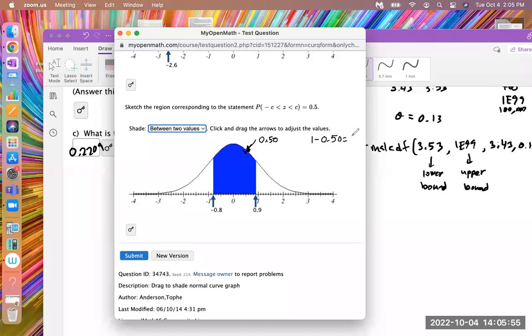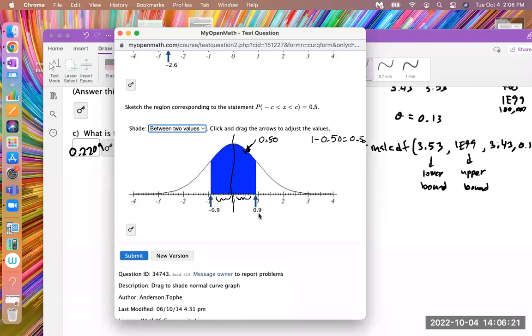is 0.50. So that is symmetric about the mean, meaning this side is exactly the same looking as that side. So if we go out the same distance on both sides away from the mean, then so this, let me draw this in a little bit more or out.